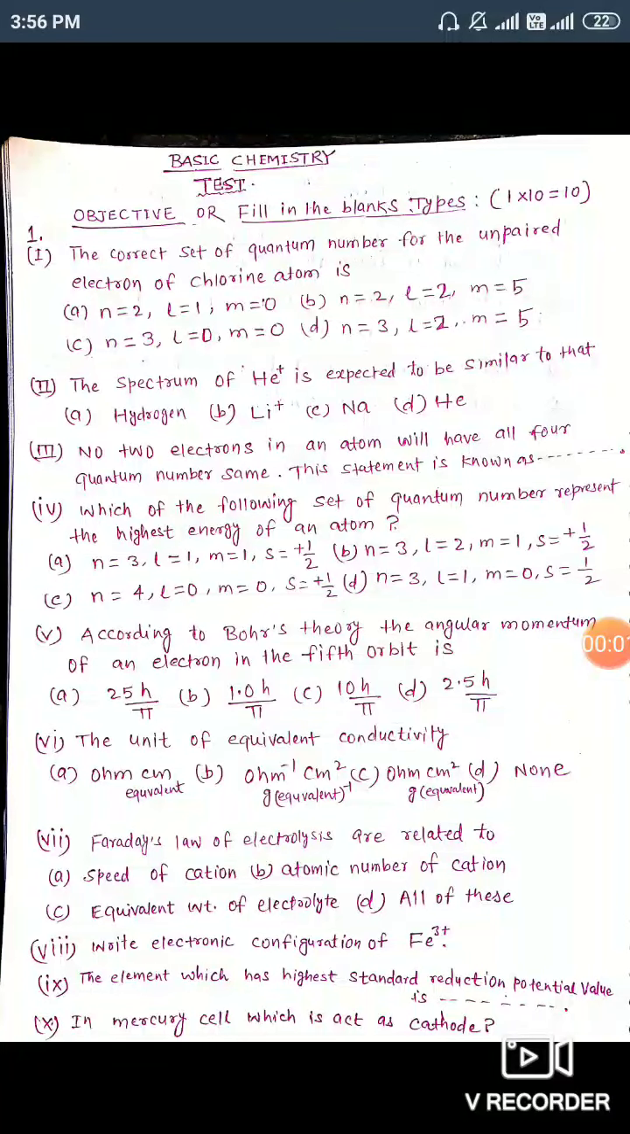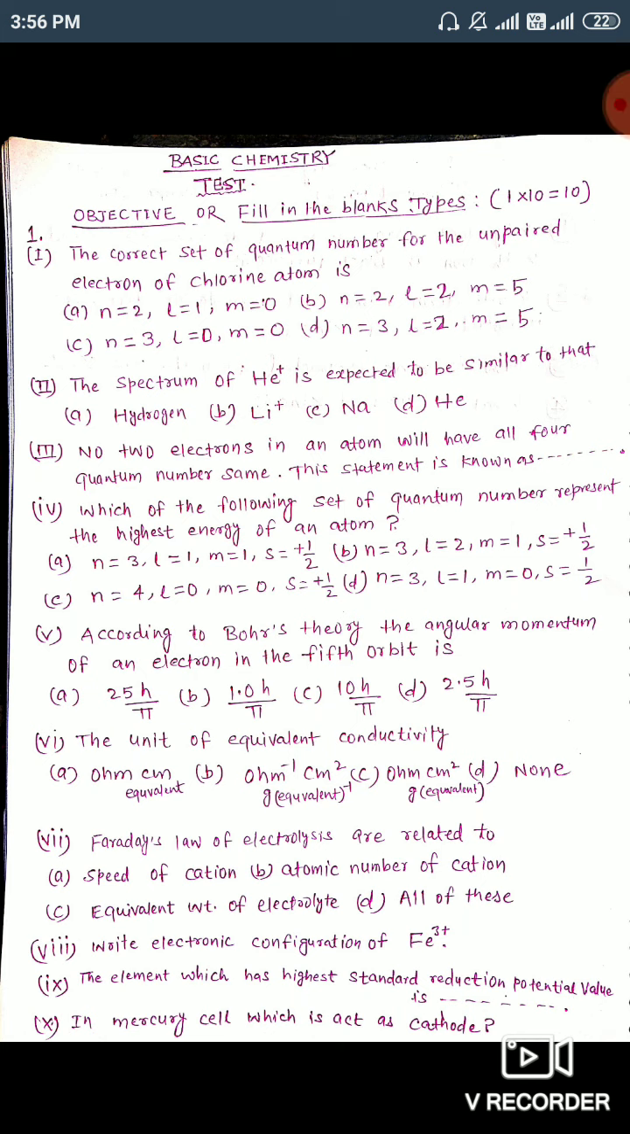Hello students, in this video we are going to discuss basic chemistry test objective or fill in the blanks type questions. So the first question is: the correct set of quantum numbers for the unpaired electron of chlorine atom is.